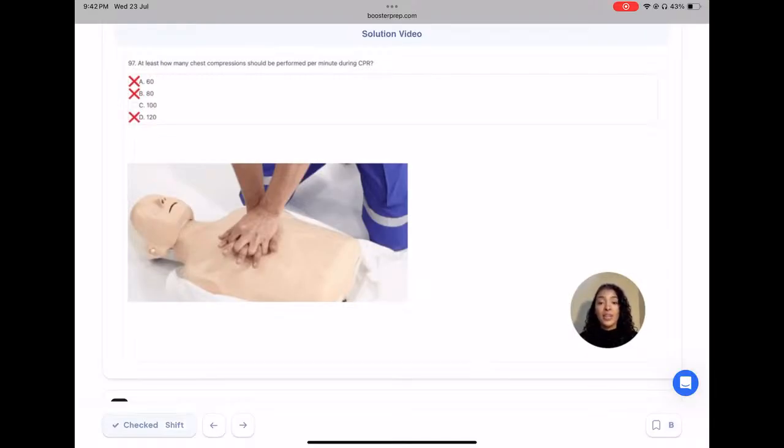So in CPR, chest compressions are given at a rate of 100 to 120 per minute, and it needs to be at a depth of 2 inches for an adult. Rescue breaths are also given, and it's 2 breaths after every 30 compressions. So this is the correct answer for this question.